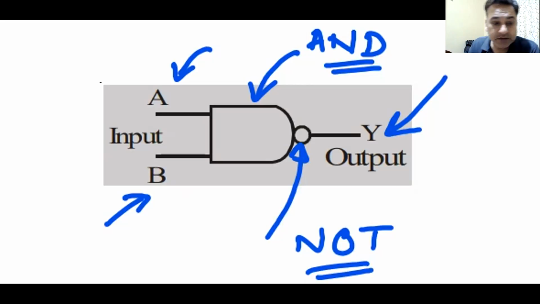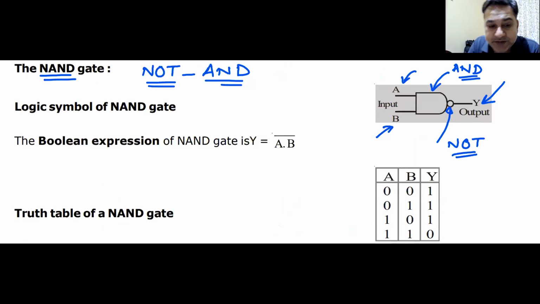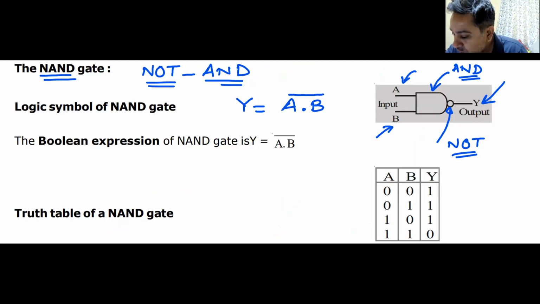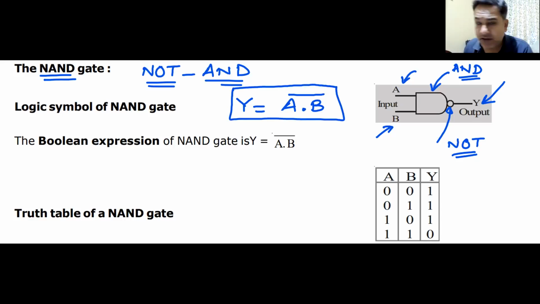Done, sir. Then, let us look at the Boolean expression of this. What will be the Boolean expression? It is a combination of NOT and AND. So if I look at Y, the output, it will be the output of AND, so it will be A dot B, but it is also NOT, so it will reverse this output. This is how the Boolean expression looks. Do we understand this? A dot B ka inverse, A dot B ka reverse, A dot B ka NOT.